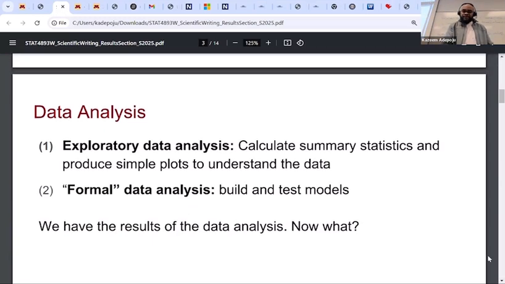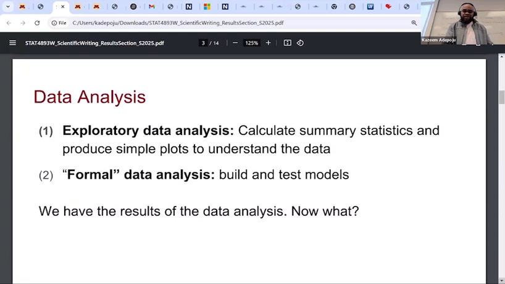Before you can make your report, of course, analysis will take place. What do you want to report on? Do you want to report on the results you got from exploratory data analysis or from the formal data analysis? I think I'm going to spend my time here.